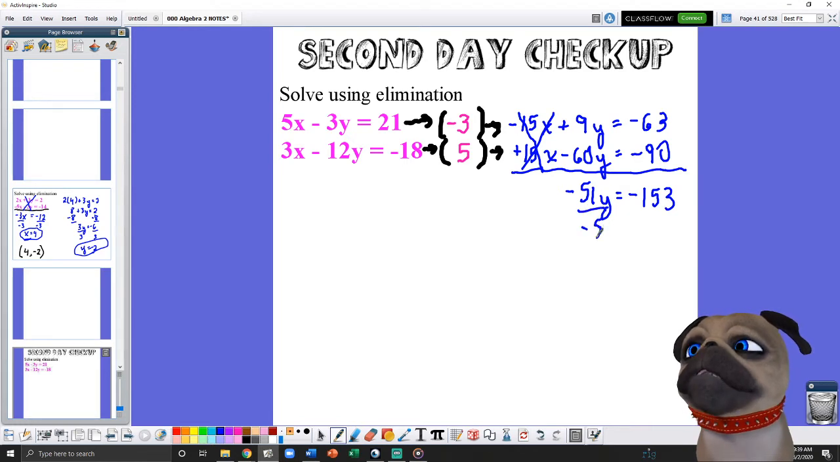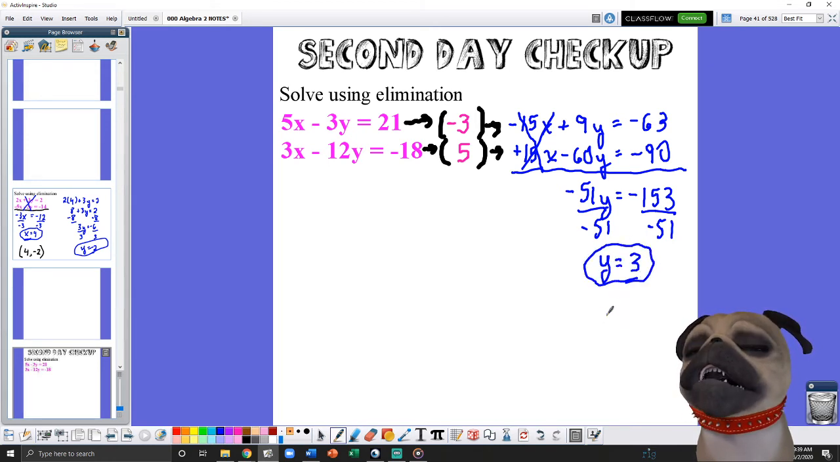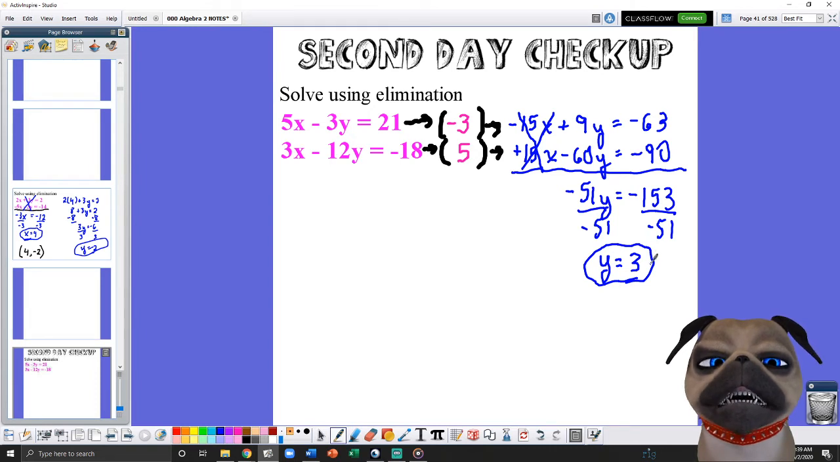I'm going to divide both sides by negative 51. There appears to be a train going by. I get y equals 3.